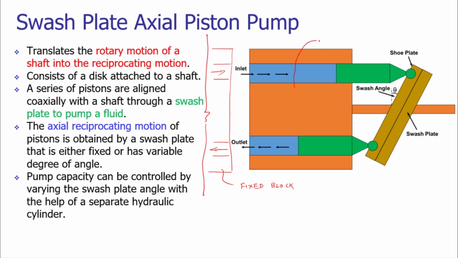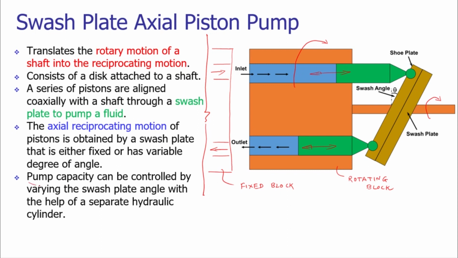This block is rotating. This is the rotating block. We are giving the rotary motion to the rotating block by using a prime mover. As the rotating block rotates, due to the inclination given to the swash plate, we get the reciprocatory motion of the pistons along the axial direction. The operation is very similar to the bent axis piston pump, which we discussed in the previous slide.